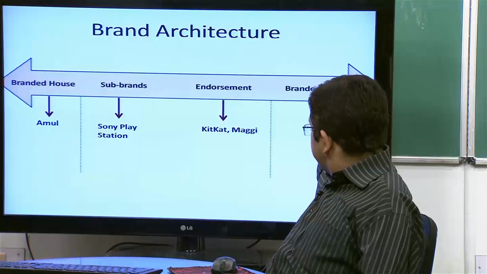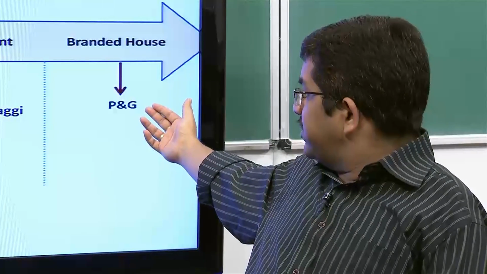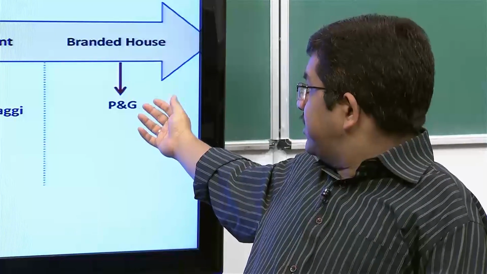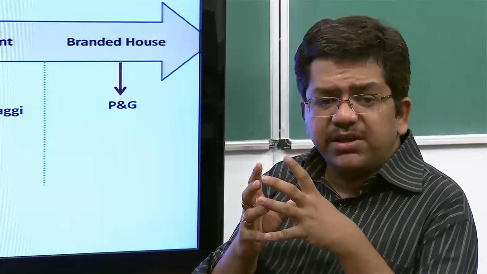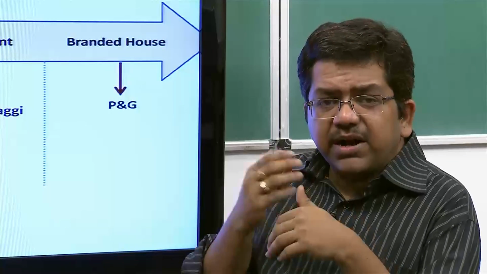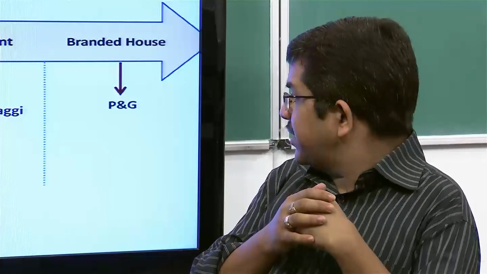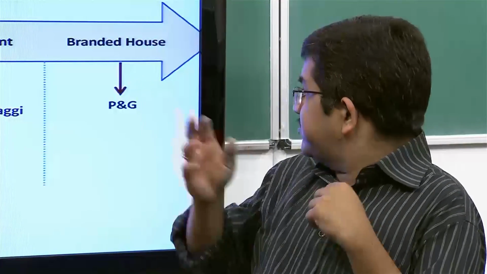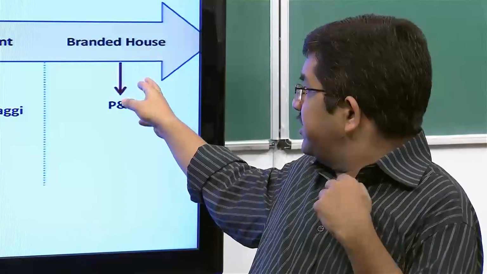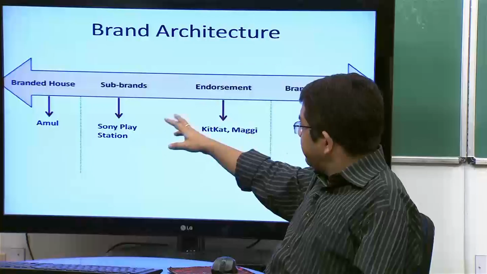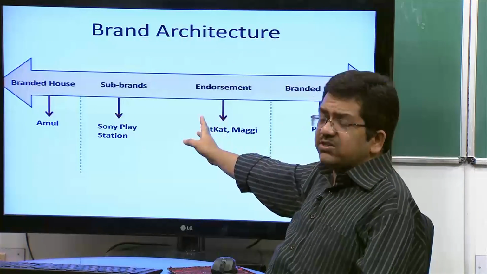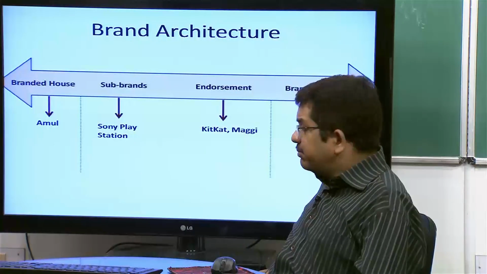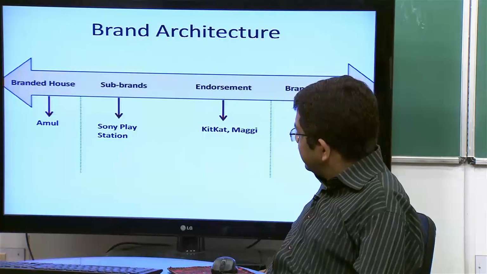So P&G basically follows that strategy of brand naming, where each brand has a different brand name, and that is why this is called house of brands. And in between branded house and house of brands, you have different variants of brand naming, or brand architecture.